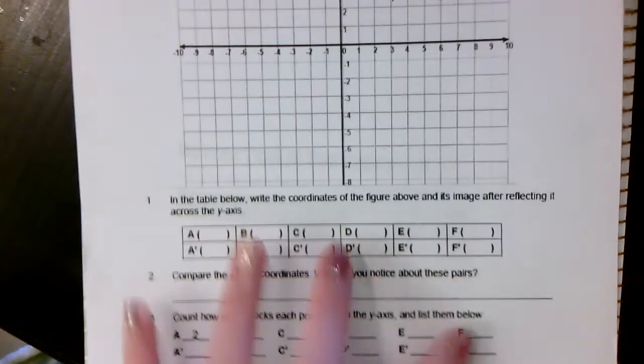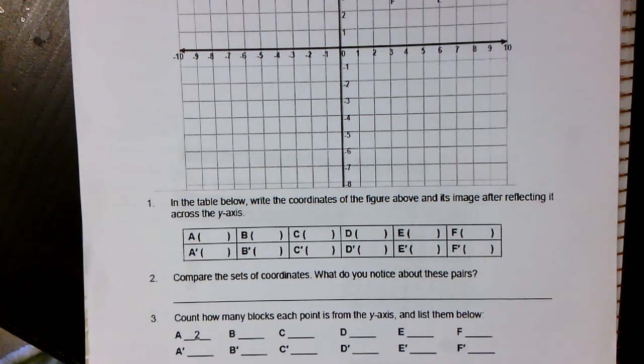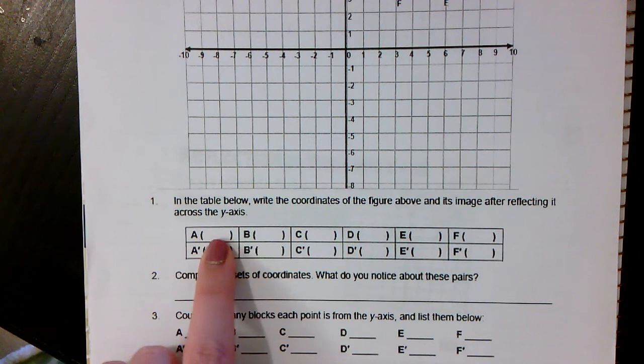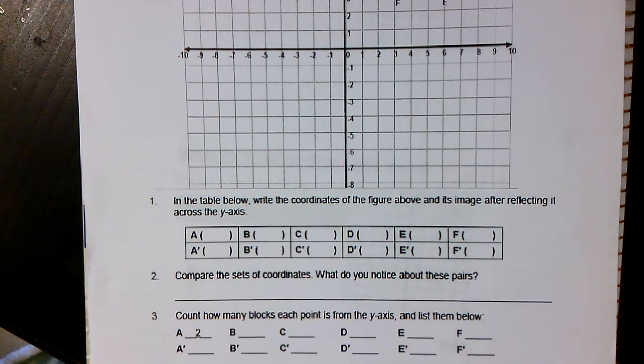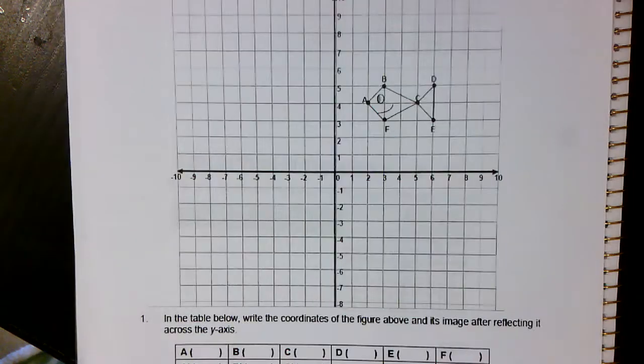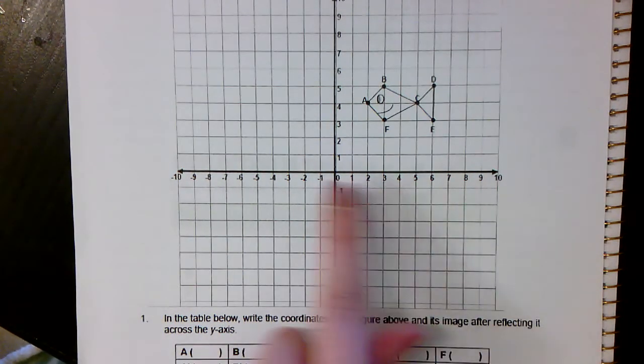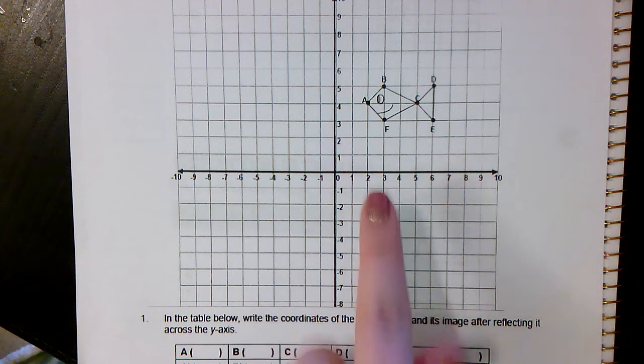So down here for number 1, it says, in the table below, write the coordinates of the figure above. So for every single point, I want you to tell me what is the ordered pair for A? What are the coordinates for A? What are the coordinates for B? And give me those. So you'll come up here and you'll plot them. Remember, X comes first, which is left and right, then Y.